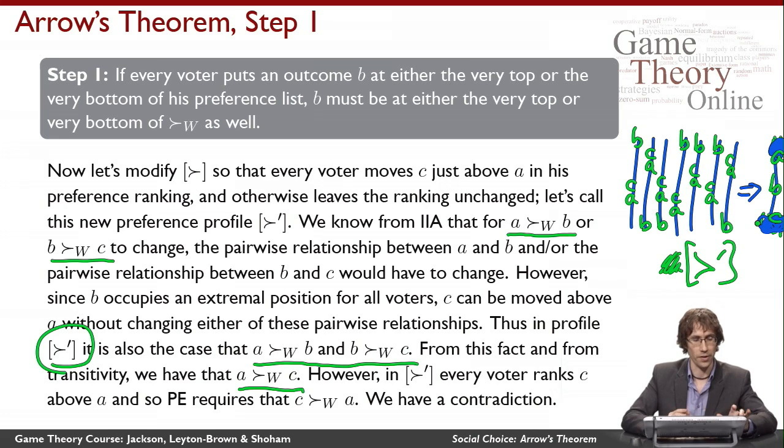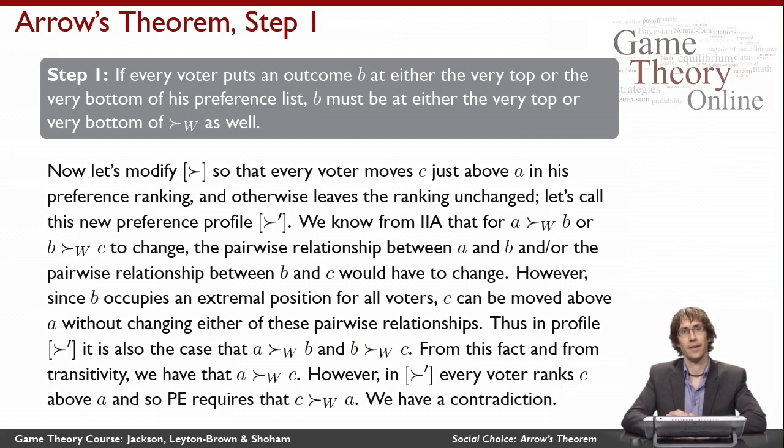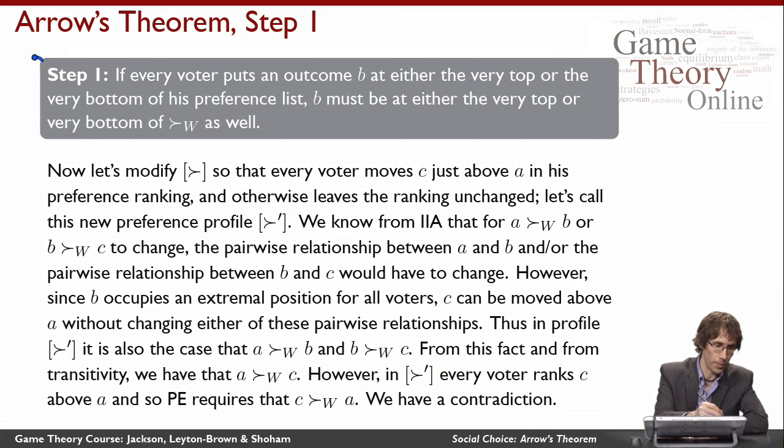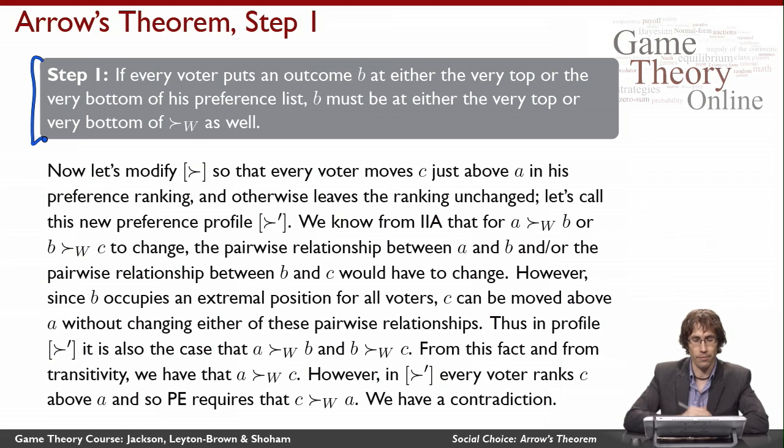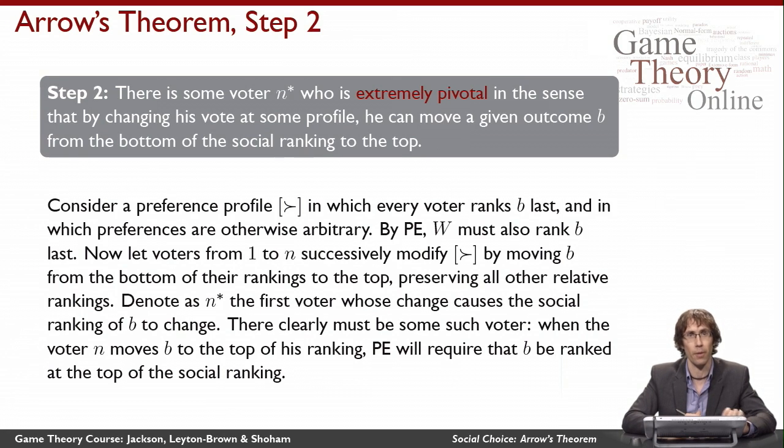So what does this all tell us? What we've established is what we have up here, that if every voter has some outcome B at an extremal point in his preference list, it must be that it goes into an extremal point of the social welfare function as well. Well, so far that sounds fine. It doesn't seem like that gets us into big trouble. Let's keep going and see what happens.